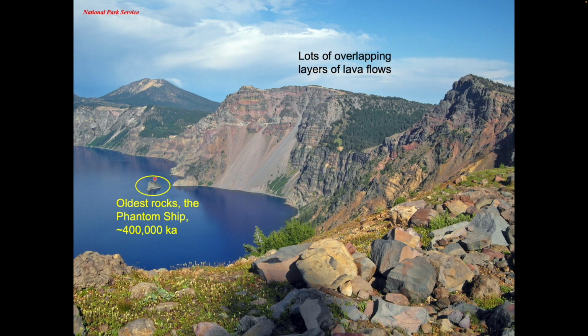Also in this picture we can see the oldest rocks of Mount Mazama, the 400,000-year-old Phantom Ship. Most of the rocks we see in the rim of the caldera range from 400,000 years old to the youngest ones, which are about 8,000 years old. But we can see that it is made of hundreds of overlapping layers of lava flows.